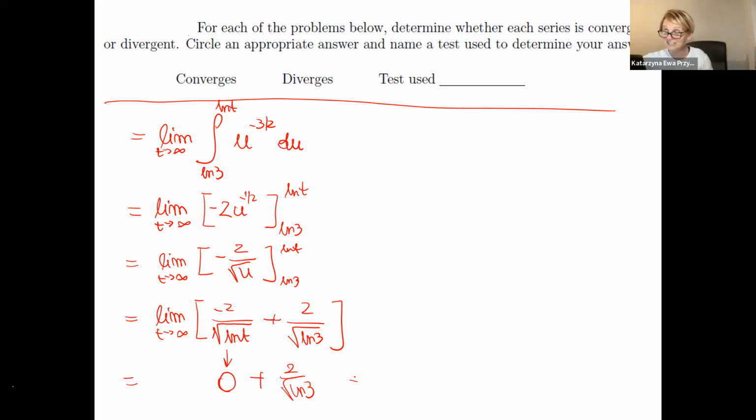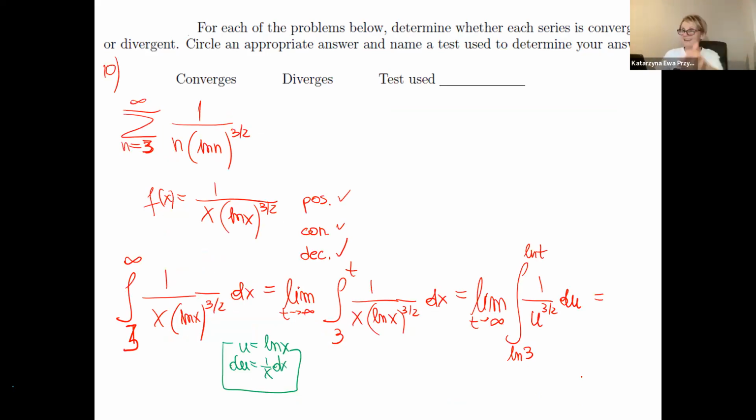We may say the integral converges. Okay, and if the integral converges, the corresponding series converges. That means it's definitely convergent by, let's say, IT, the integral test. And we have the full proof.